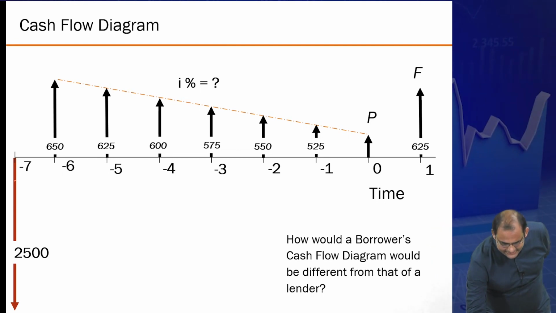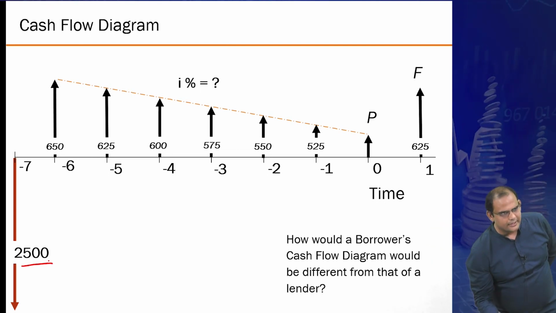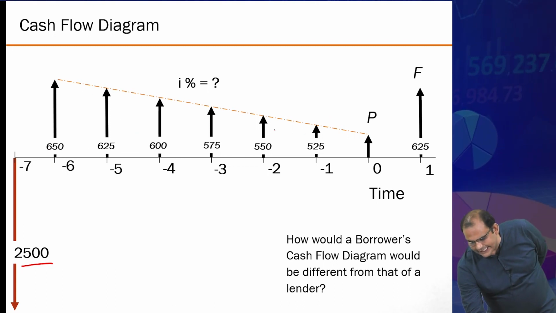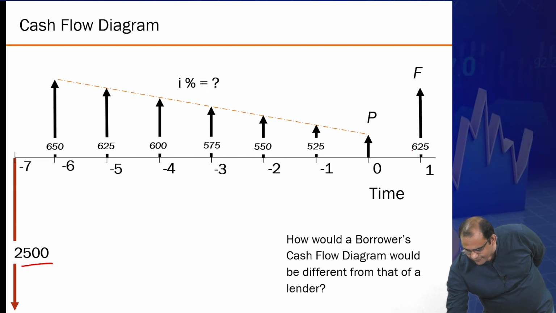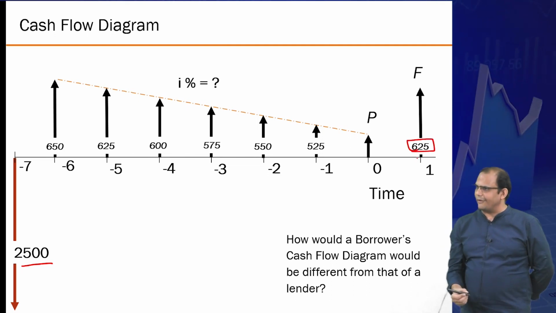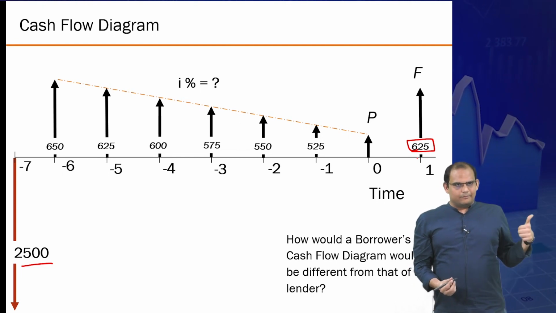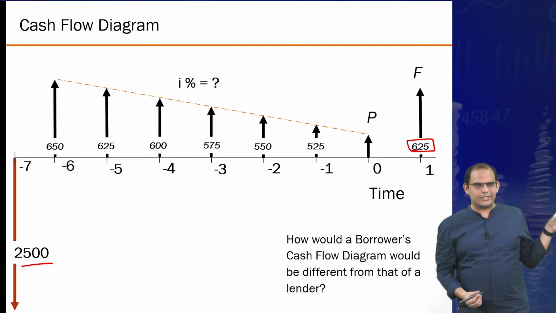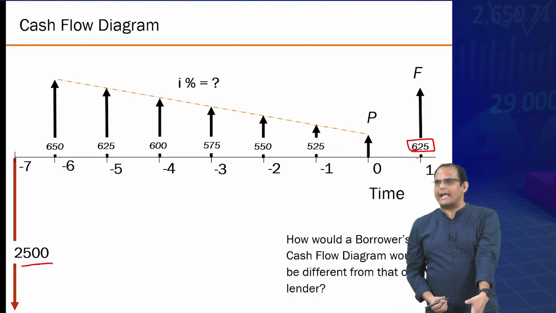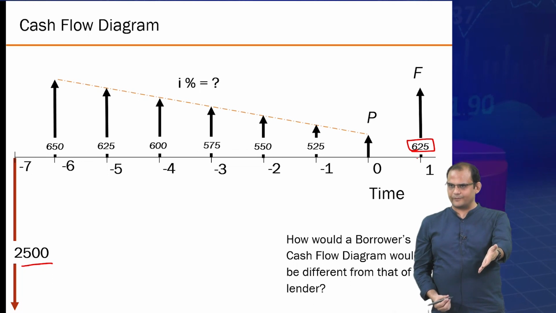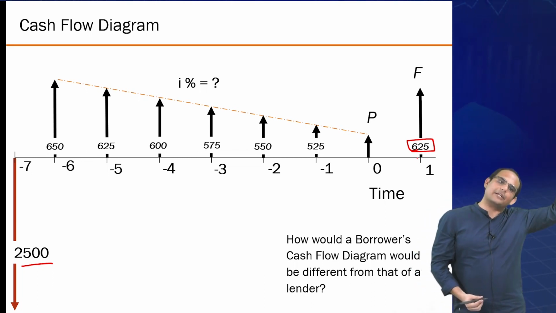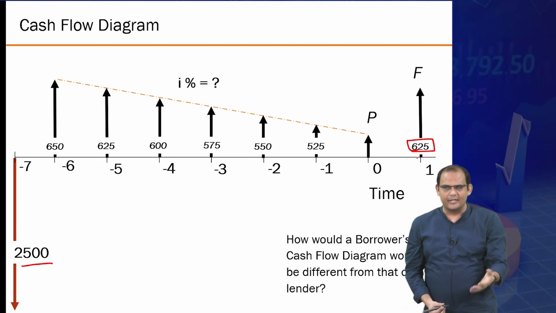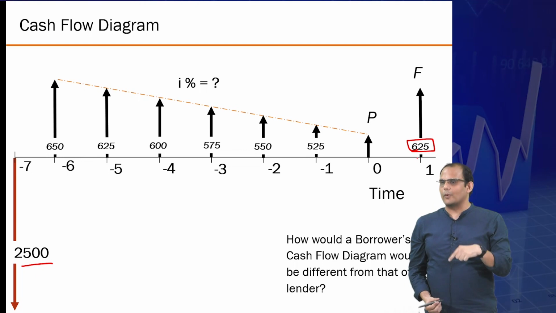So at the end of year -7, there is a 2,500 cost, then everything is income, so it's shown as 650, 625, there is a linear decline, and then finally at the end of year 1 you are getting 625. Making sense? Now imagine, instead of a compressor kind of question that we dealt with, suppose this was a diagram of a person who lent money. So 7 years ago, I lent you $2,500. I've been getting this much money in return. How would the cash flow of a borrower look?